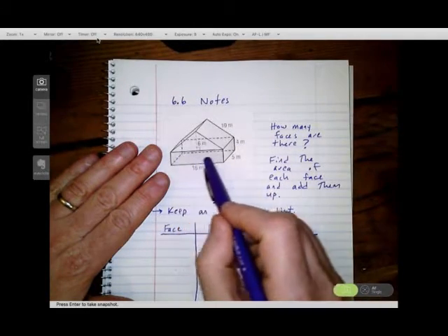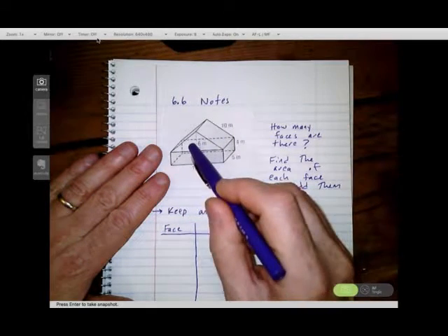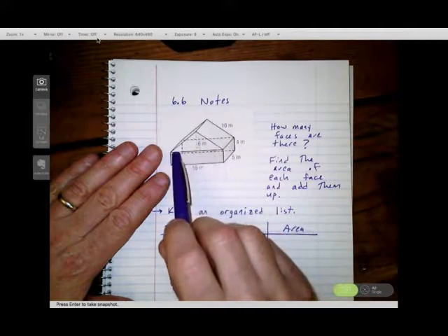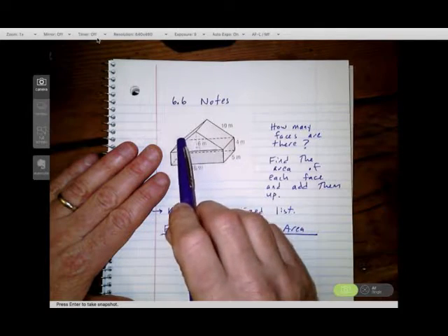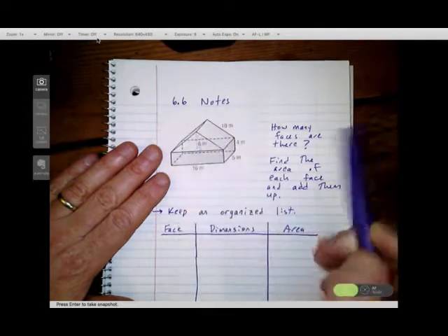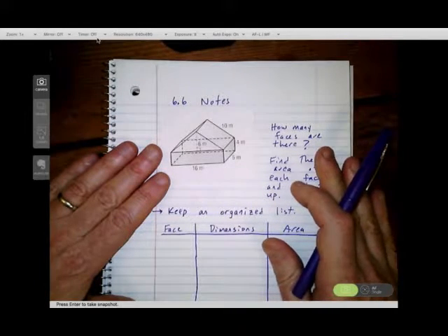So you can see we've got a rectangular prism or a box on the bottom and then a triangular prism here on top. Okay, now also notice that there is no top on the box. Okay, it's all open inside and there's no bottom on the triangular prism. So we have to keep that in mind when we find the surface area.